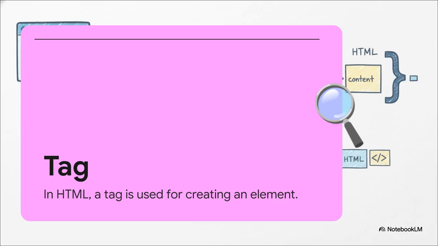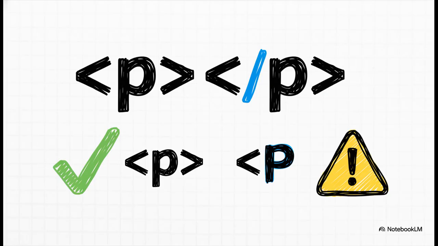And usually they come in pairs. You have an opening tag to say start here, and a closing tag to say and stop here. Take a look here. The p tag is for a paragraph. See how the closing tag is almost the same, but it has that little forward slash? That's how the browser knows the paragraph is ended. Oh, and a quick side note, while tags aren't technically case sensitive, the standard, what everyone does, is to write them in lowercase. It just keeps things clean and consistent.